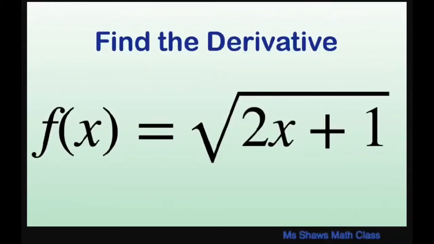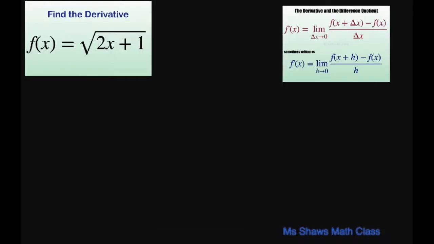Everyone, we're going to find the derivative of f of x equals the square root of 2x plus 1 using the limit process. I'm also going to use the chain rule when we're done to show you that they match up. So this is the limit process. We're using the difference quotient, applying the limit as h approaches 0, and that will be your derivative.